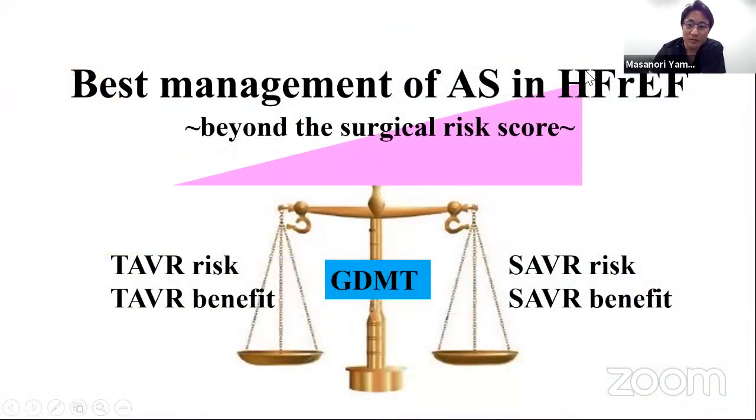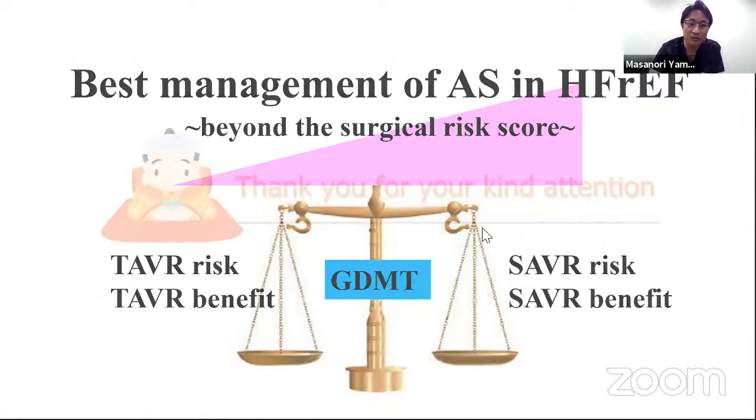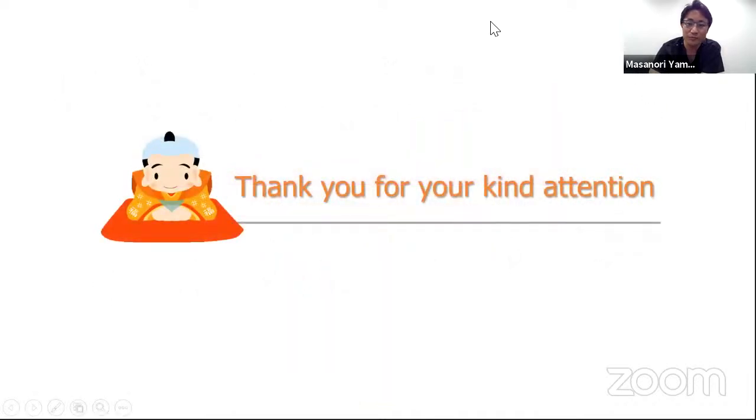Anyway, this is my concluding slide. For the best management of AS in heart failure with reduced ejection fraction, beyond the surgical risk score, we should consider the risk-benefit balance between TAVA and SAVA, and the most appropriate treatment should be determined, plus the guideline-directed medical therapy. Thank you for your kind attention.